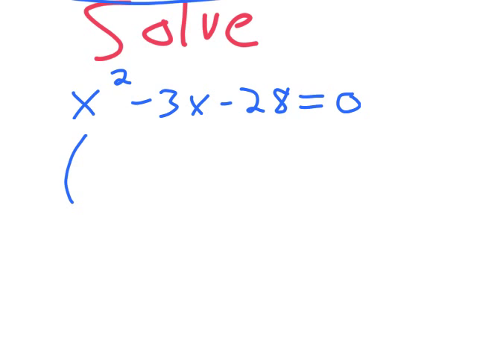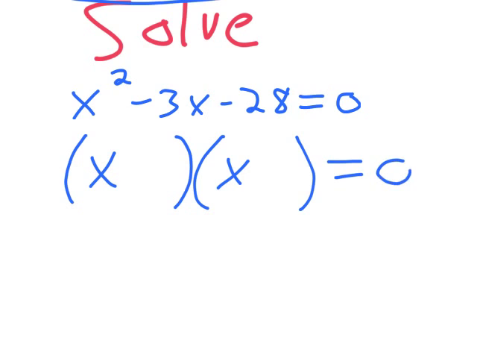So you can make two parentheses, both starting with an x, set it all equal to 0. And we can do this because the x squared has a coefficient of 1, so we can use this shortcut method. We need two numbers that multiply to be negative 28, but add to be negative 3. Those two numbers are negative 7 and positive 4.